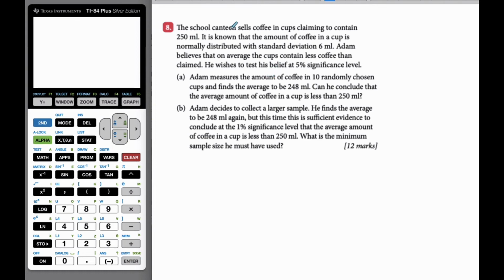So in this problem here, we know the school canteen sells coffee cups and they claim it is 250 milliliters. It's known the amount in the coffee cups is normally distributed with a standard deviation of 6. So this is the population's standard deviation. It's not an estimate, it's actually true fact. So I know that coffee cups are actually indeed normal with a 250 and a 6 milliliter standard deviation.